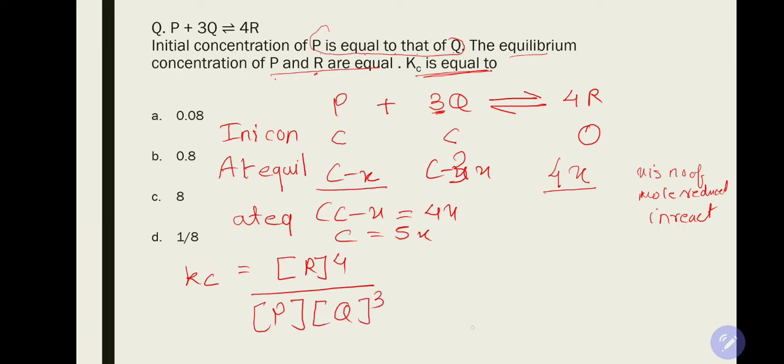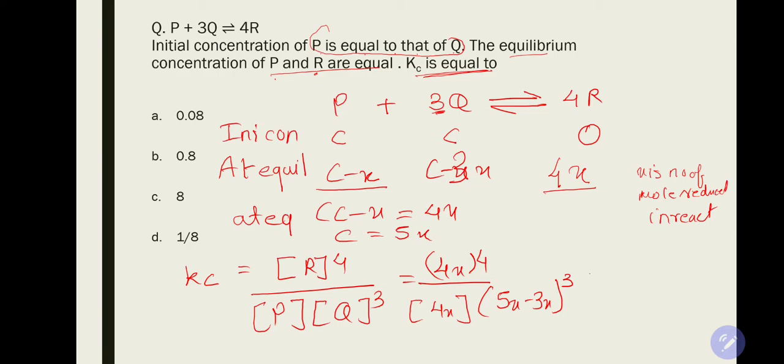Now substitute the value. It will be (4X) to the power 4 upon 4X into (5X minus 3X) cube. How have we taken 4X? Because we have substituted the value of C. We have substituted the value of C in this at equilibrium.